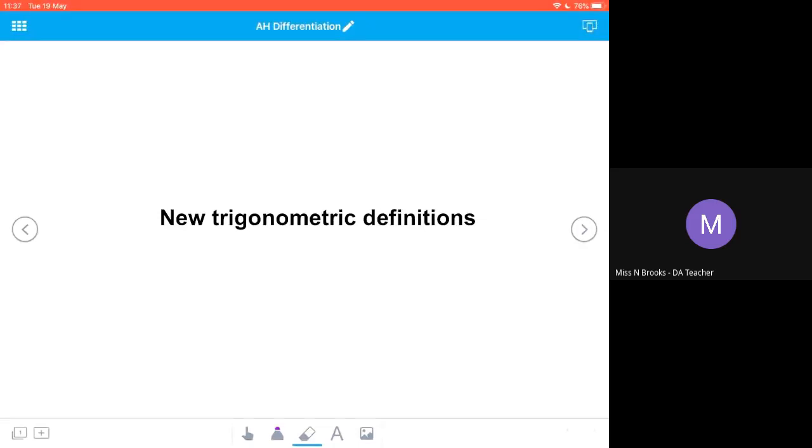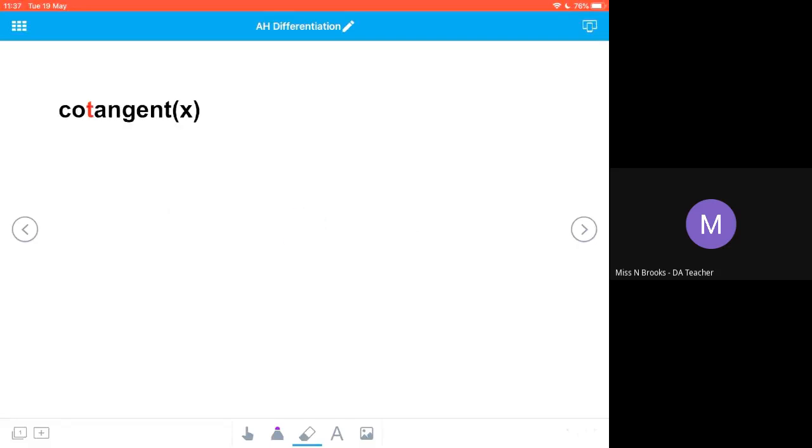So in the last video, we looked at how our reciprocal trig functions related to the curves of sine x, cosine x, and the tangent of x. So now we're going to look at these new trigonometric definitions in more detail. So the first one we're going to look at is the cotangent of x. And the cotangent of x is related to the tangent of x. They're the only functions with the letter t, so that's a good way of remembering it.